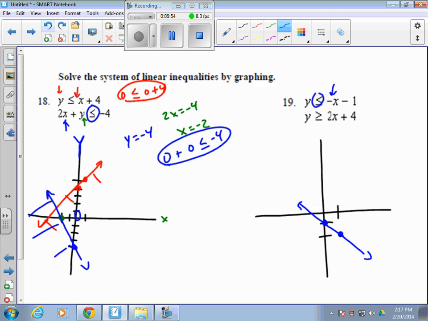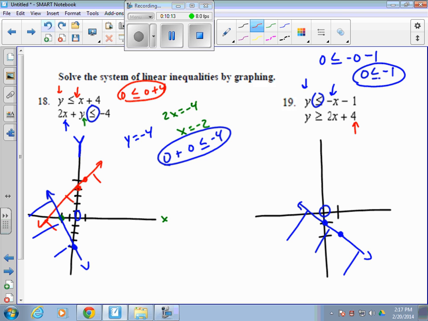Decide which side to shade. Try 0, 0. Plug in 0. You get 0 is less than or equal to negative 0 minus 1. 0 is less than or equal to negative 1. False statement. So don't go towards 0, 0. Go away from it.